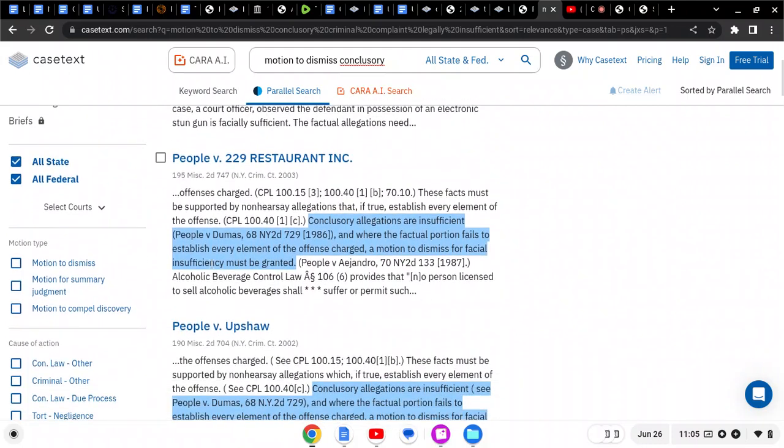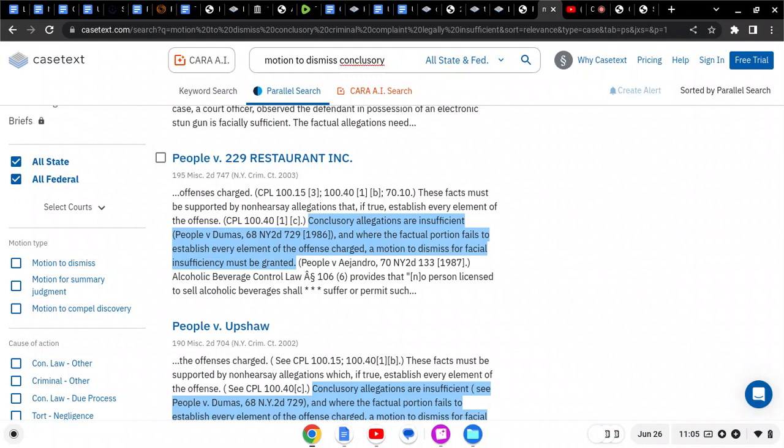Let's go down some more. I'm going to read these right here that are in blue. Conclusory allegations are insufficient, and where the factual portion fails to establish every element of the offense charged, a motion to dismiss for facial insufficiency must be granted. It's always about the facts.